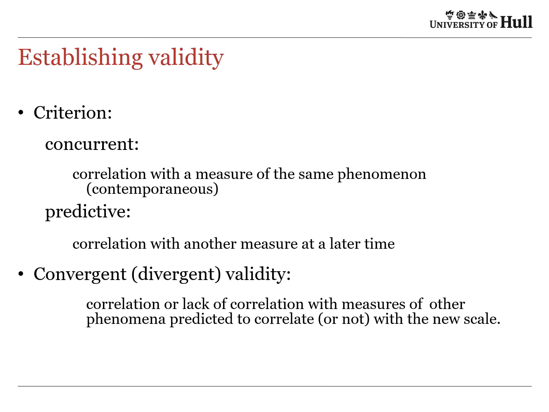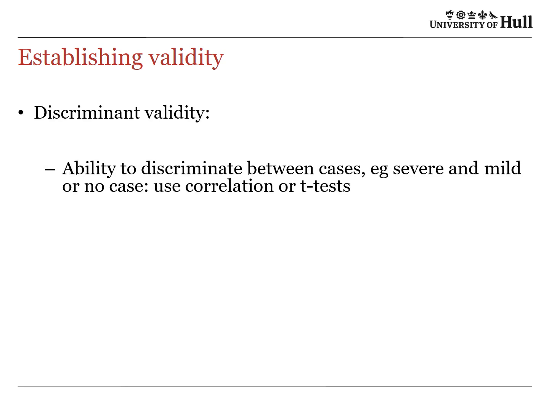Convergent and divergent are similarly correlation or lack of correlation with measures of other phenomena predicted to correlate or not correlate with some new scale that you're developing. These are quite complicated, and I have to emphasize that they are rarely all done for any particular scale. And finally, discriminant validity is the ability to discriminate between cases, for example, severe and mild or no case, and we can use correlation or t-tests here, which are fairly simple statistical tests.